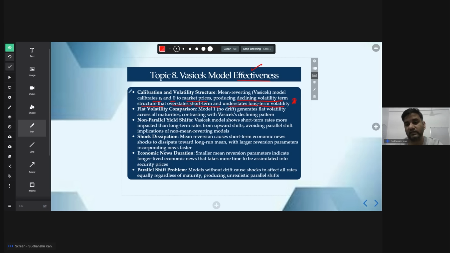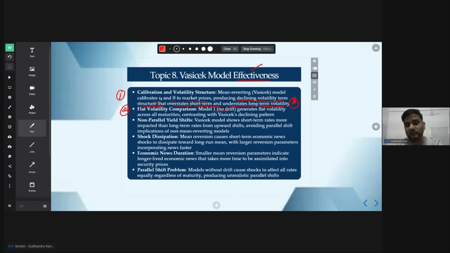These are the things which are tested in the exam. They want to ask you. Very, very important. This contrasts with your model one, no drift, which assumed flat volatility. So this is not flat volatility, guys. This is a declining volatility term structure. Then you have the flat volatility comparison. In model one, you had flat volatility, which is no drift. I told you, which was unrealistic.